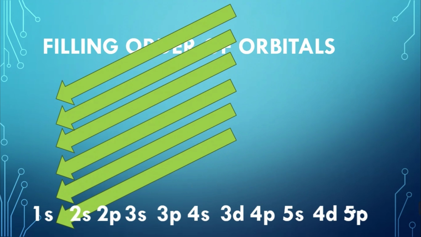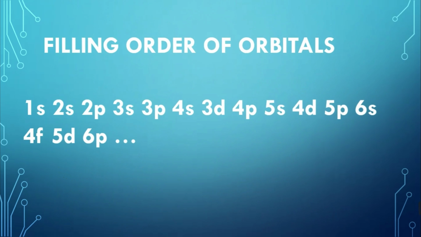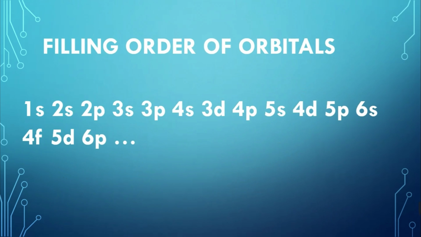Therefore, we obtain the electron filling sequence of all the orbitals, which are 1s, 2s, 2p, 3s, 3p, 4s, 3d, 4p, 5s, 4d, 5p, 6s, 4f, 5d, 6p, etc.